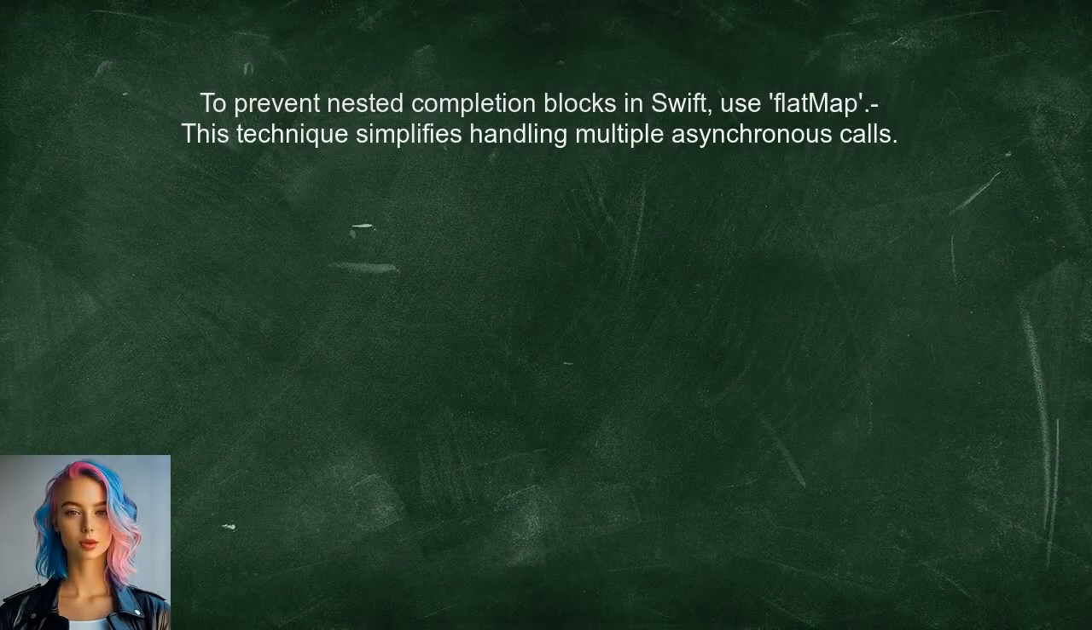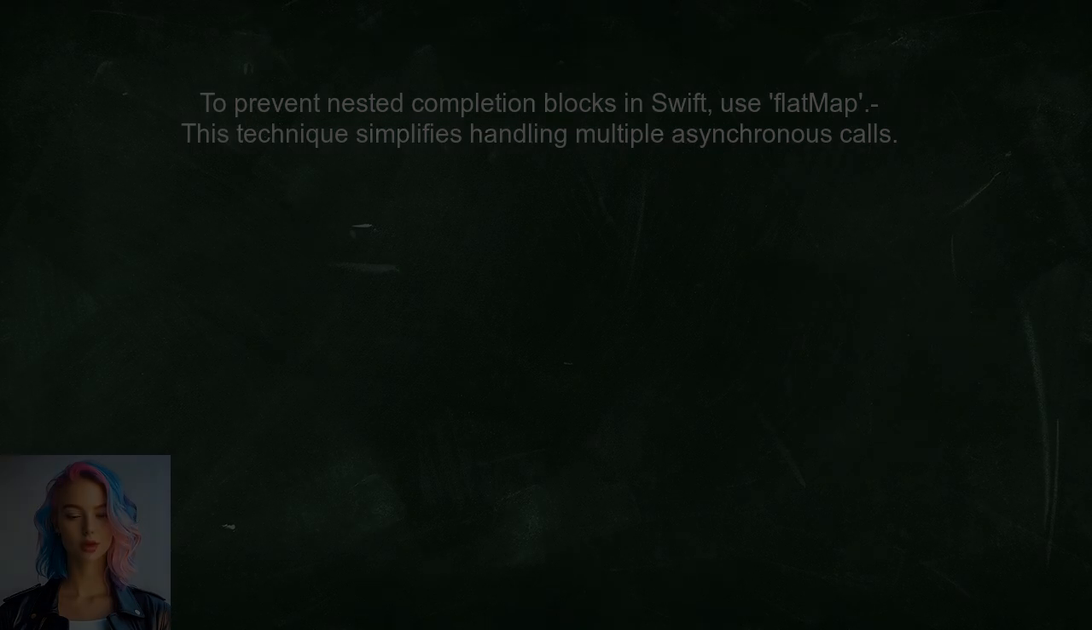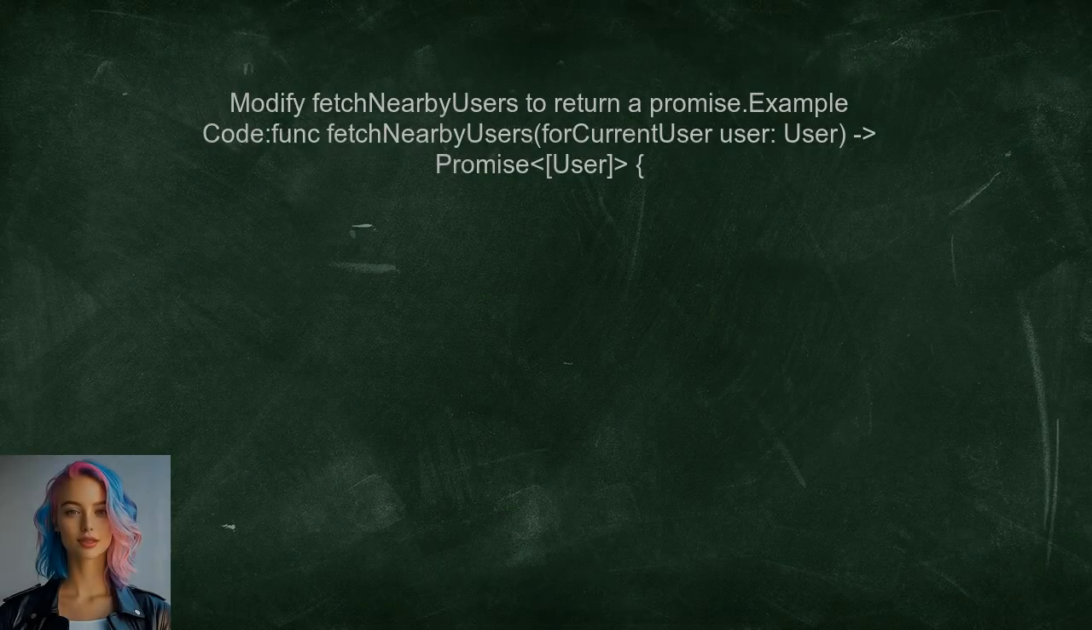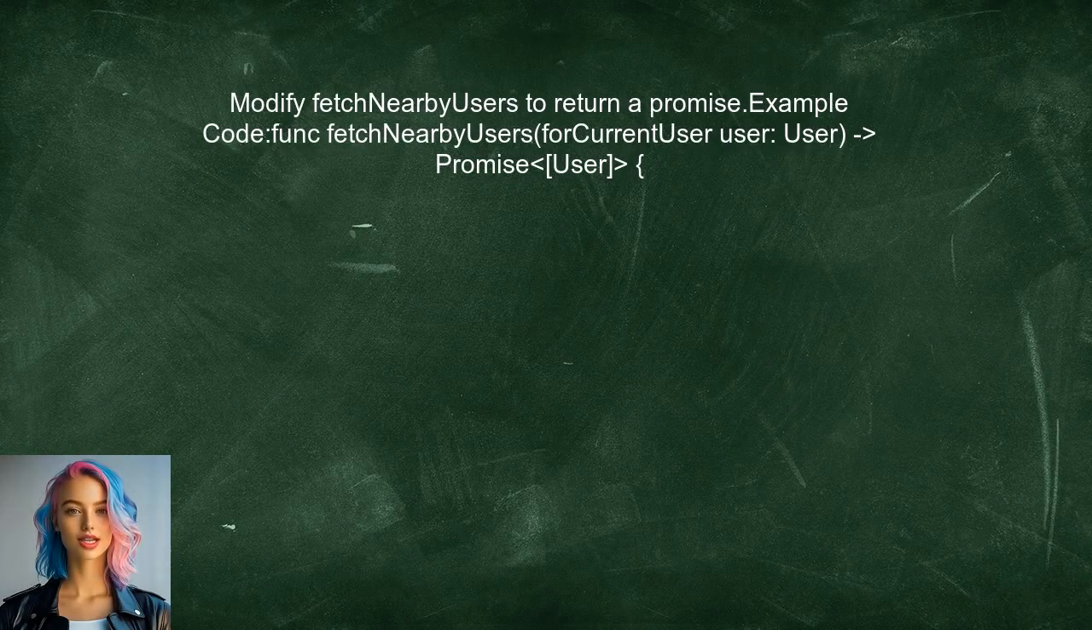To prevent nested completion blocks in Swift, the user can utilize a technique called flat map. This allows for a more streamlined approach to handling multiple asynchronous calls. First, the user should modify the fetch nearby users function to return a promise instead of using completion handlers. This will help in chaining the asynchronous calls.